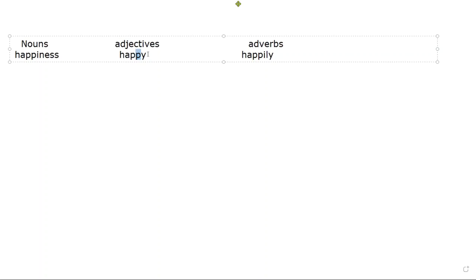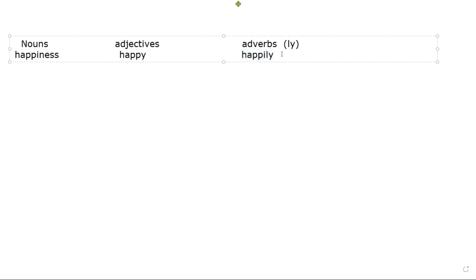From the adjective, if the adjective is ending in Y, for example, you will simply change that Y for an I, and then you will put ly. This ending, ly, will be the ending for any adverb in English. There are just a couple of exceptions, but okay. So from the adjective, you will obtain the adverb. How? By simply adding ly at the end of the adjective.